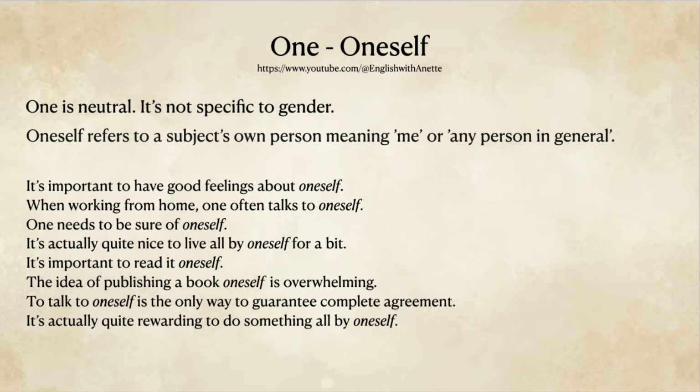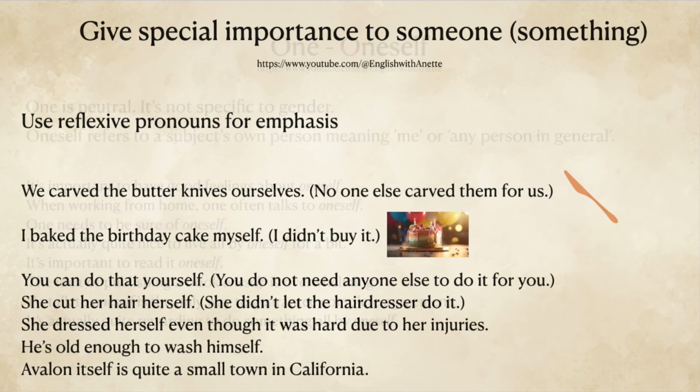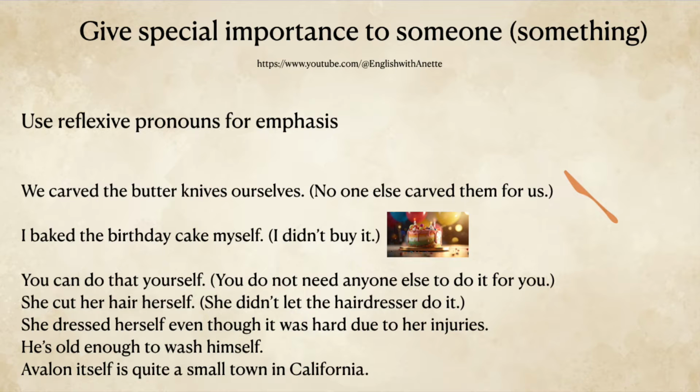Now you can use reflexive pronouns to reflect back to the subject, as we've seen. Reflexive pronouns are also used for emphasis, to give special importance to someone or something. For example, we carved the butter knives ourselves, meaning no one else carved them for us. You could say we carved the butter knives. Full stop. That works too. Again, this is for emphasis. You want to point out that no one else carved them for us.